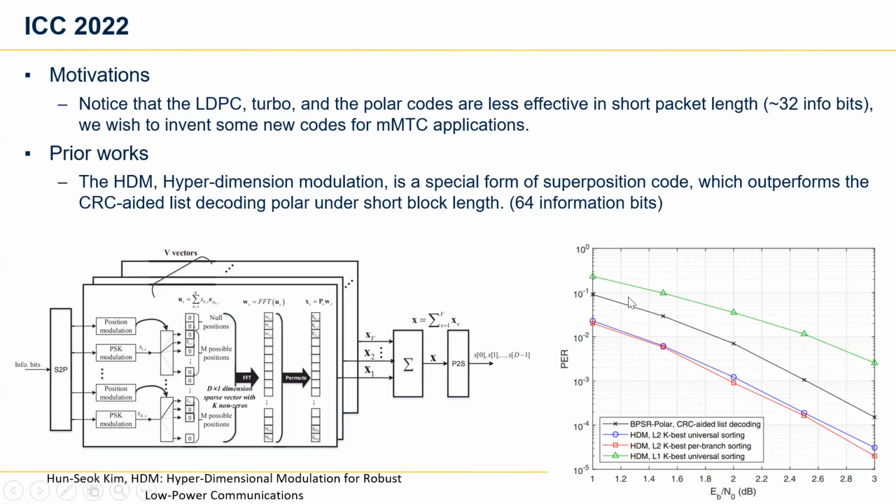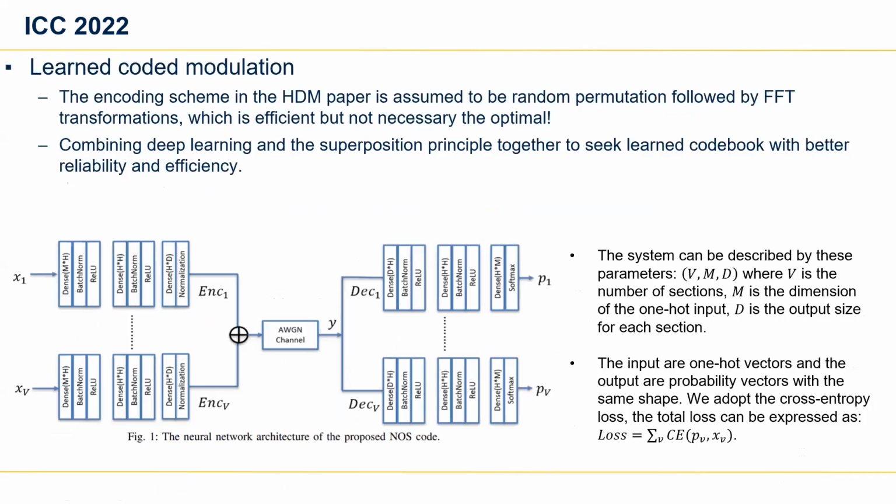You can see from the right figure that under 64 information bits and code rate equal to a half, HDM outperforms CRC-aided polar codes by 0.5 dB. Even though HDM gives us impressive performance, its encoding scheme is assumed to be FFT transformations followed by random permutations, which is efficient because of the FFT, but does not necessarily give the optimal coding scheme. So our work is going to combine deep learning and the superposition principle to seek a better learned codebook to achieve even better reliability and efficiency.